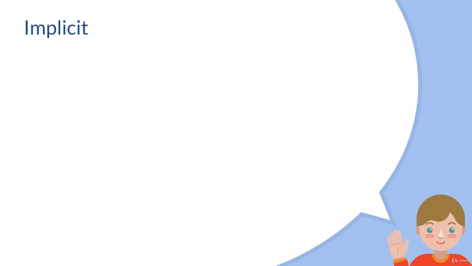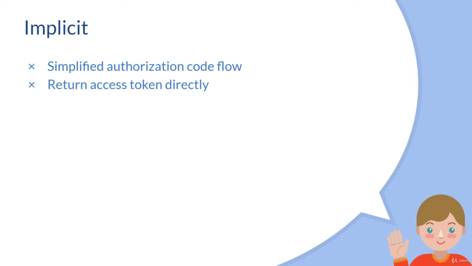The implicit grant type is commonly considered a simplified version of authorization code. In this grant type flow, the authorization server returns an access token directly when the user is authenticated, rather than issuing an authorization code first. This flow is intended to be used by user agent-based clients, for example, single-page applications, which cannot keep a client secret because all of the application code and storage is easily accessible.